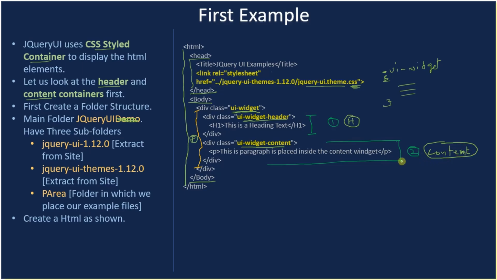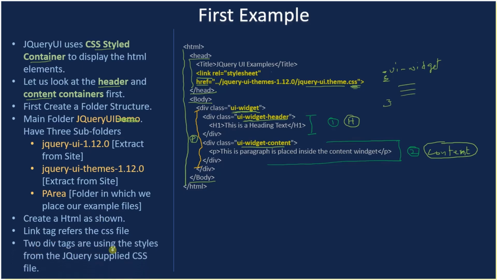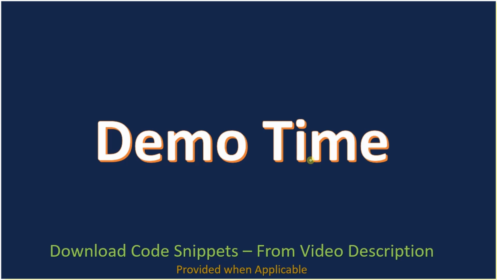Right? Now, the link tag refers to the CSS file. We already saw that, right? Two div tags are using the style from the jQuery supplied CSS file. This is the jQuery supplied CSS file. Two div tags are using the style. So if you see, actually three div tags are using the parent, then child. Here we are using UI widget header, as well as UI widget content. Now let's go to the demo and create our first example.